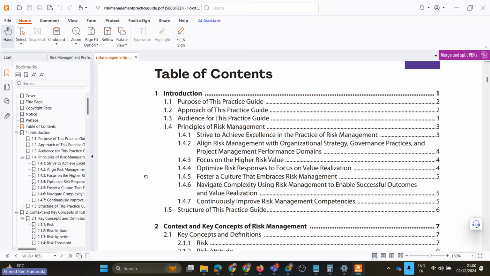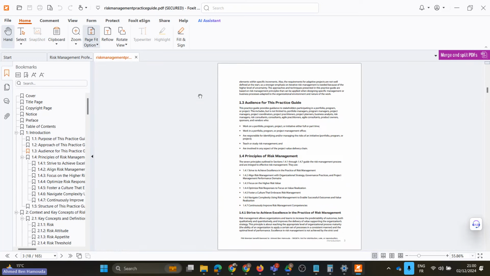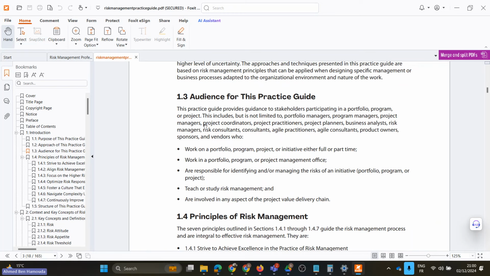All right. So chapter 1 is an introduction: the purpose of the guide, the approach of this practice guide, and who the audience for this practice guide is. I just want to go to the audience, to be honest, now, who this practice guide is for.